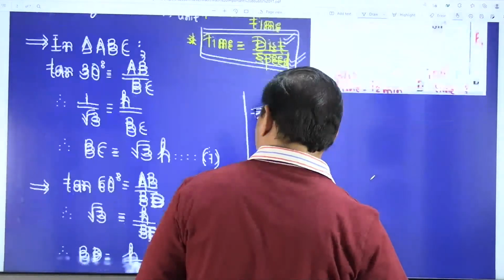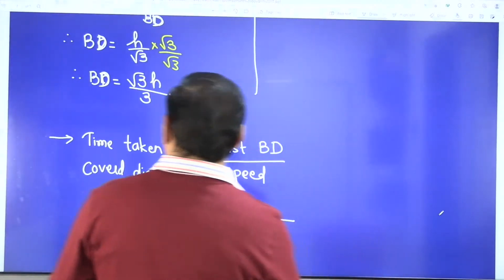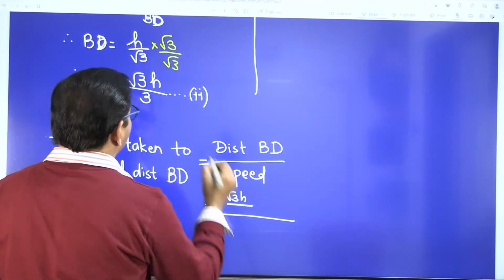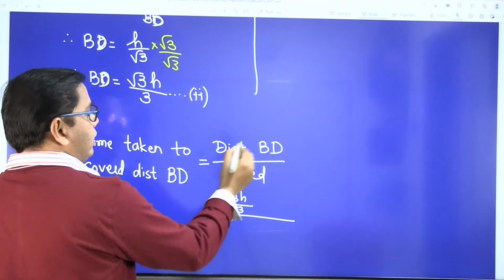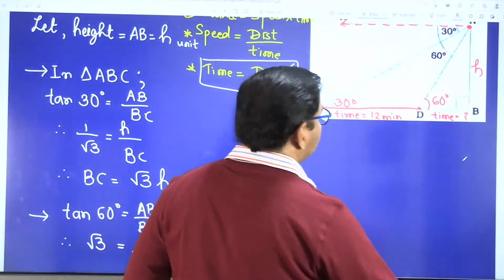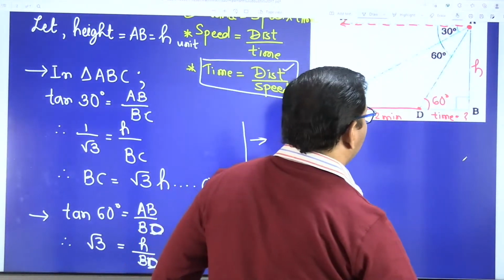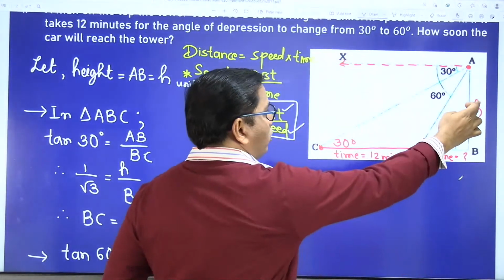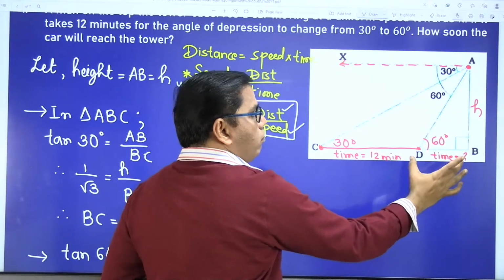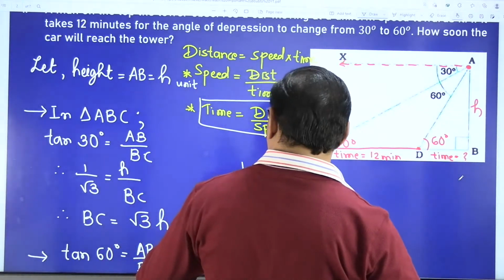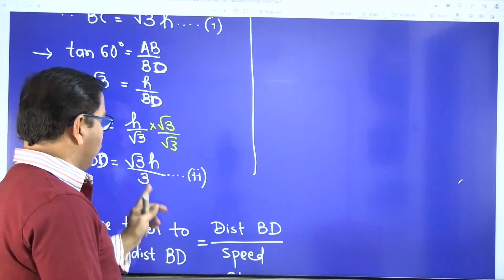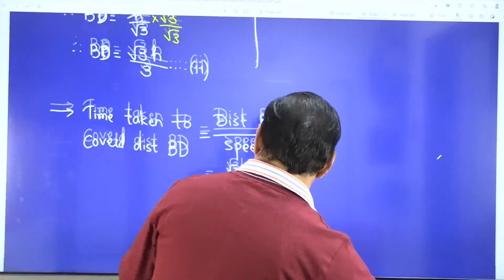So we already have the length of side BD. So distance BD is how much? Root 3h upon 3. So distance BD I have. For finding out distance BD, I have considered a smaller triangle, that is triangle ABD. So the opposite side, which is AB, which we have taken as H, and BD. Using that triangle, we got the distance as H upon root 3. We have rationalized the denominator and we have got this. So the distance I have substituted.